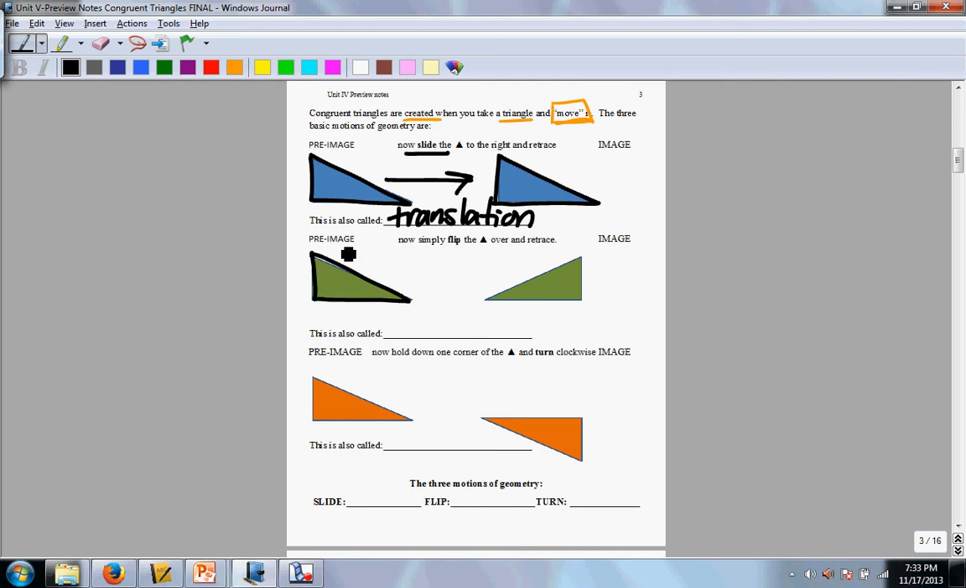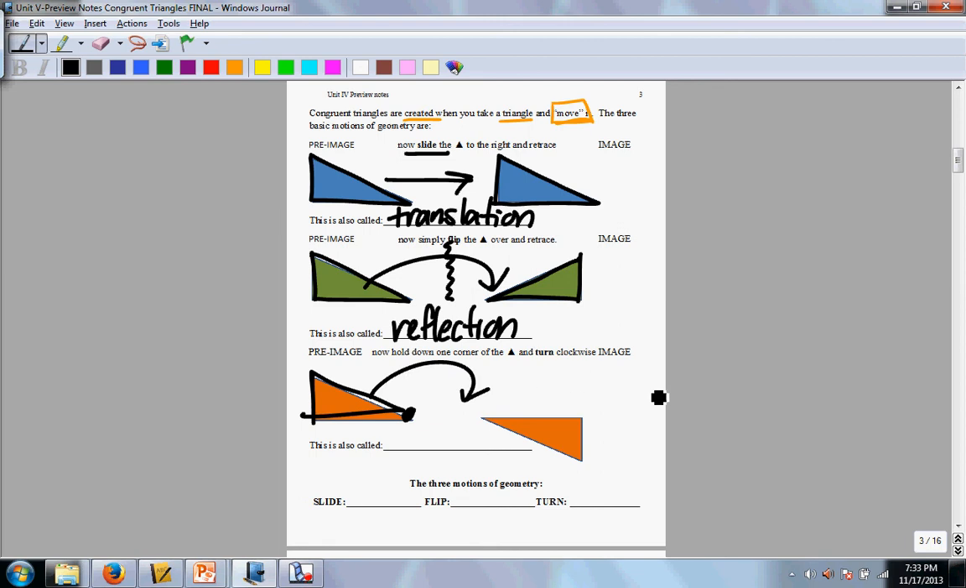Now I'd like you to trace this triangle, and then imagine flipping it over to the other side, flipping so that you get a mirrored image. Imagine flipping it over something onto the other side. That's called reflection. Now trace this triangle. Now imagine if your finger was right here and you were to pivot the triangle and turn it. The turning, that is called rotation.